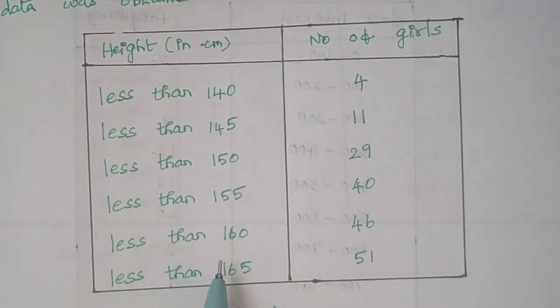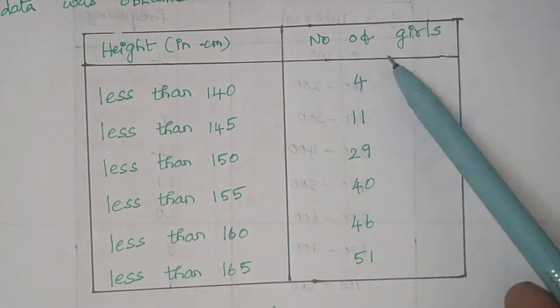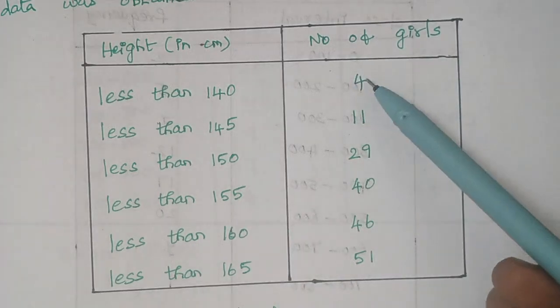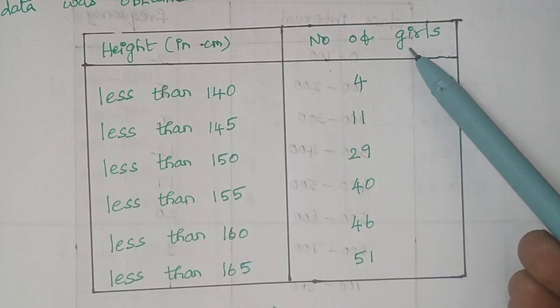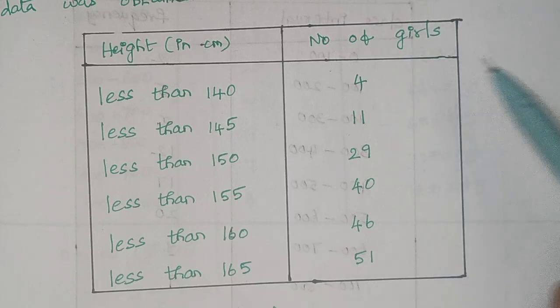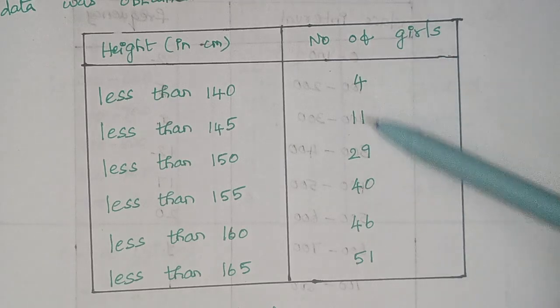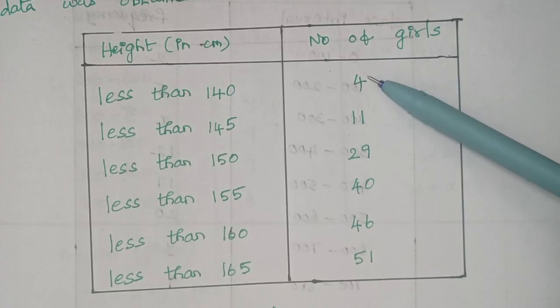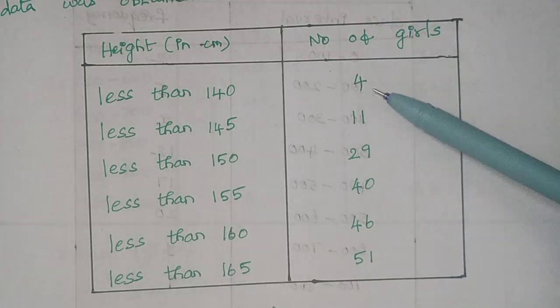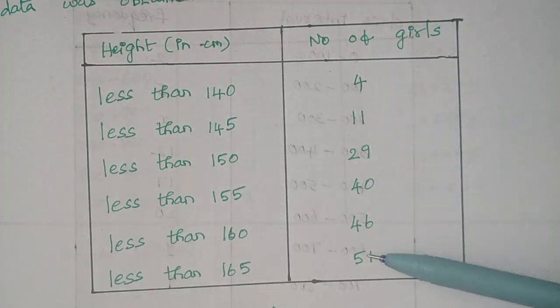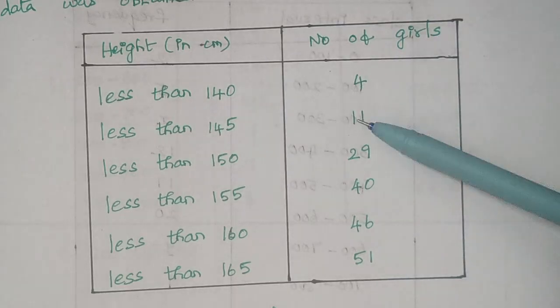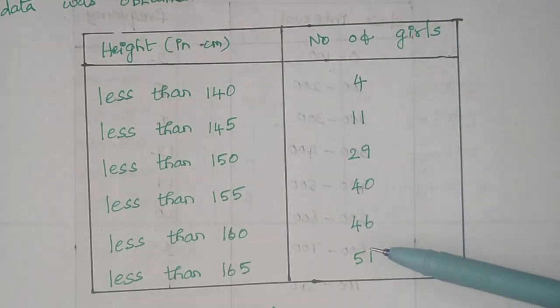And the next thing to be noted is the number of girls here. Actually we should always be provided with the frequency, but here we have to check whether the given data are frequency or cumulative frequency. We have to do a cross check. So when you look at these values, you see these values are constantly increasing, in a perfect ascending order: 4, 11, 29, 40, 46 and 51.